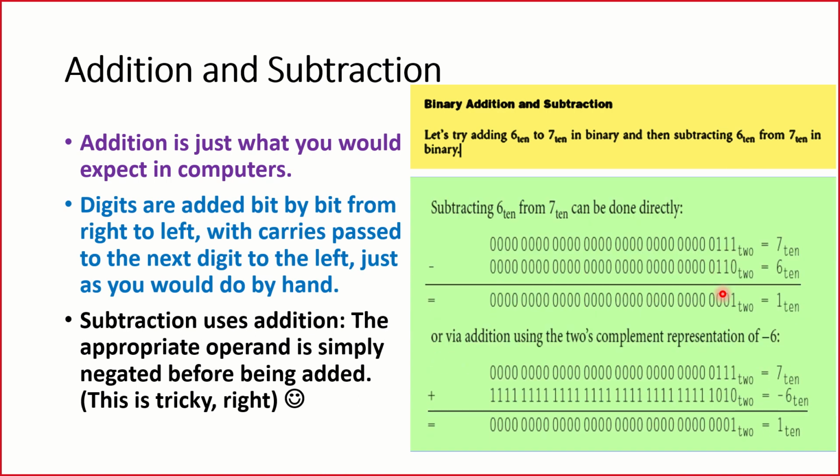Sir, now what is the next thing, sir? Very simple. I am going to subtract 6 from 7 and it can be done directly. So I am going to subtract 6 from 7. So 7 is 0111, 6 is 0110. So I put all preceding zeros and when I subtract it, 1 minus 0 is 1, 1 minus 1 is 0, 1 minus 1 is 0, 0 minus 0 is 0, rest all goes 0. So we get 1 base 10.